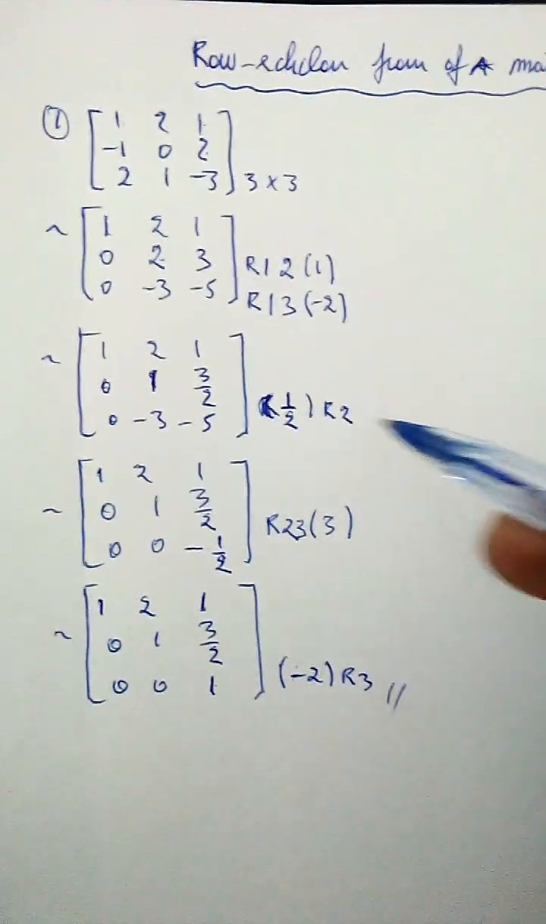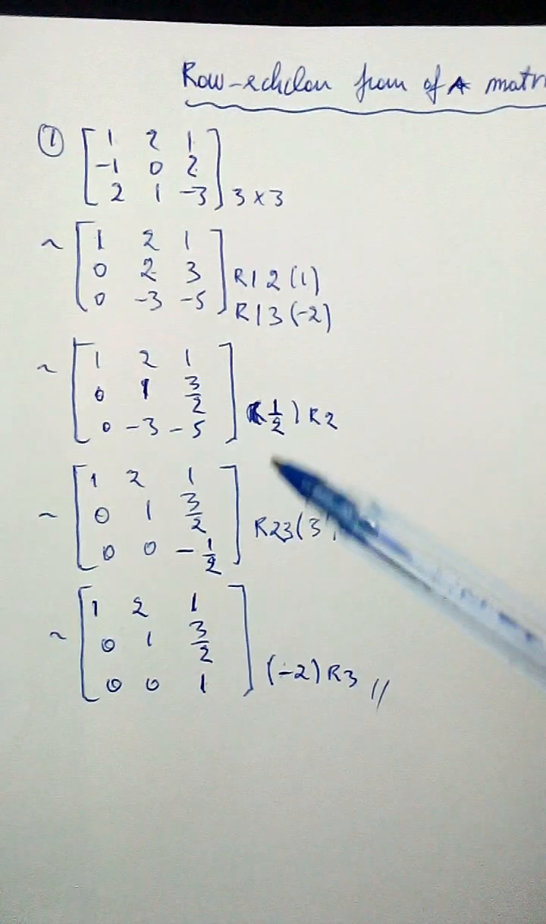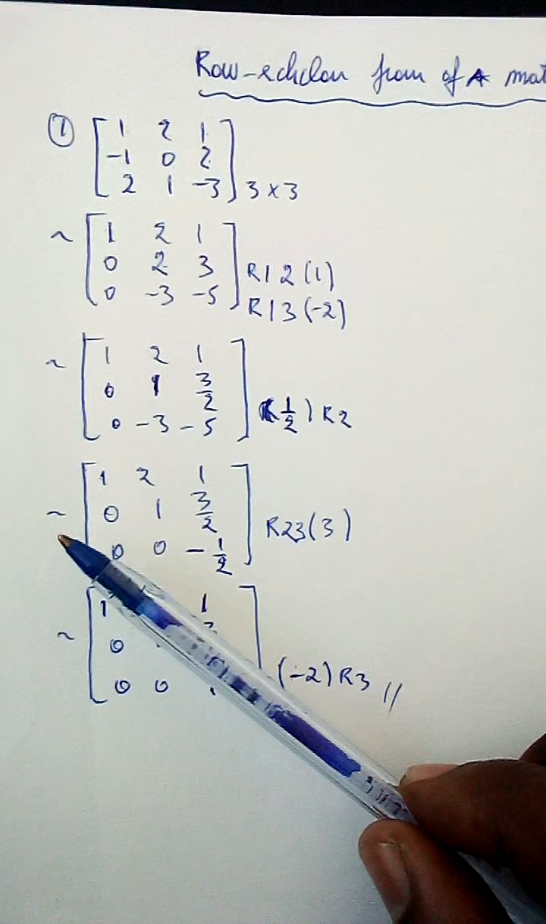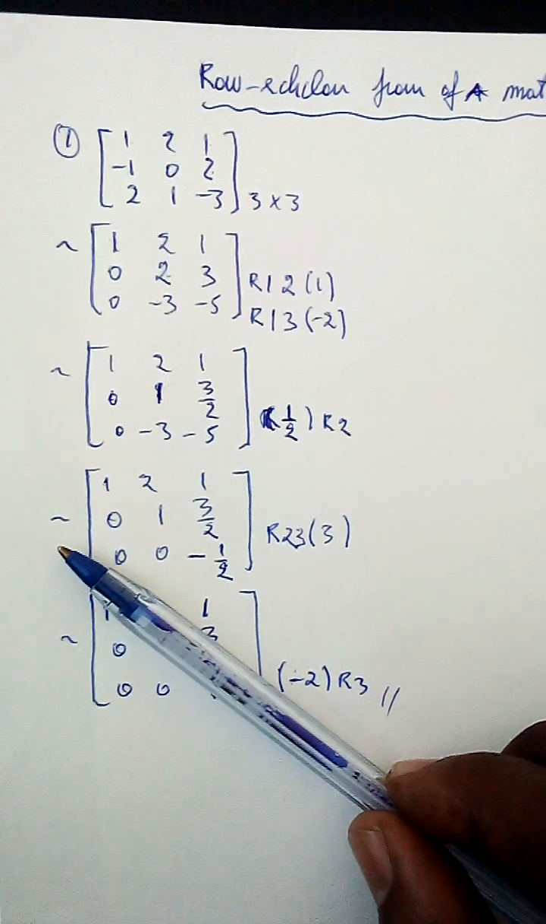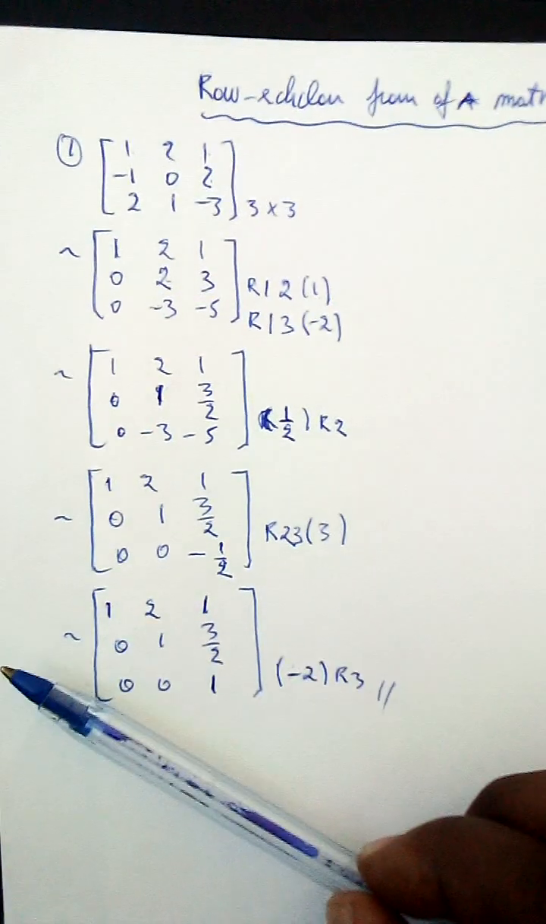And this is a row echelon form of a matrix. What is row echelon form of a matrix? In the diagonal entries, you have to have a leading 1. And below the diagonal entries, you have to have 0.